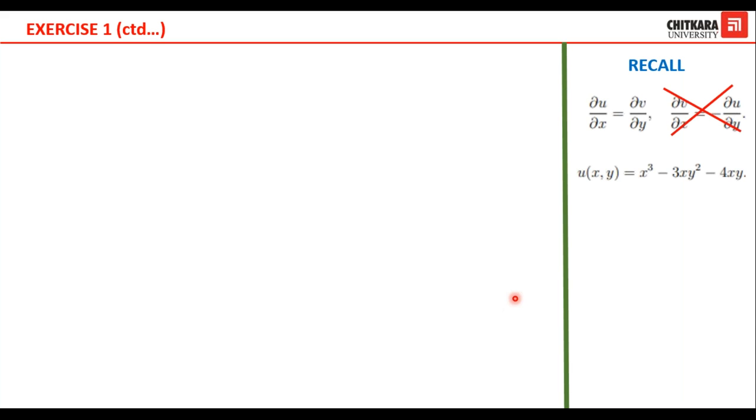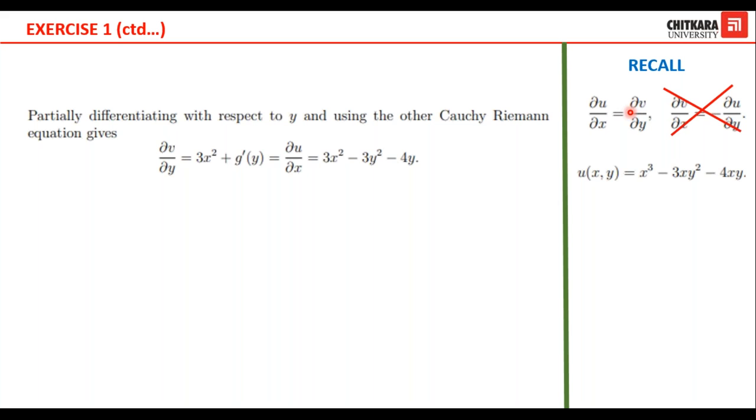We have used the second Cauchy-Riemann equation, so we are still left with the first one. With the help of the first Cauchy-Riemann equation, we will calculate the value of g(y). So this first one says that ∂v/∂y is equal to ∂u/∂x. u I have written here, and v we have already calculated in the last step. So ∂v/∂y becomes 3x squared plus g'(y). And ∂u/∂x, you can easily see, is 3x squared minus 3y squared minus 4y.